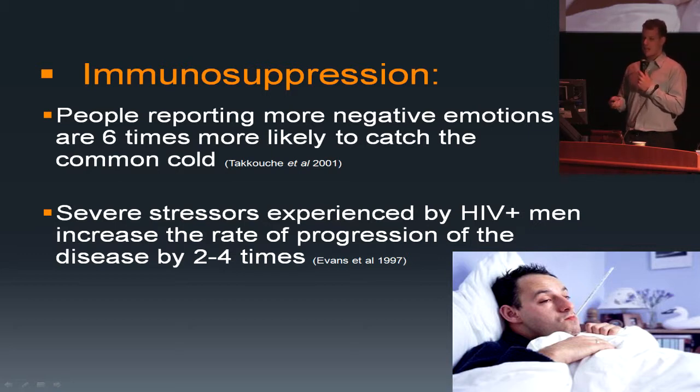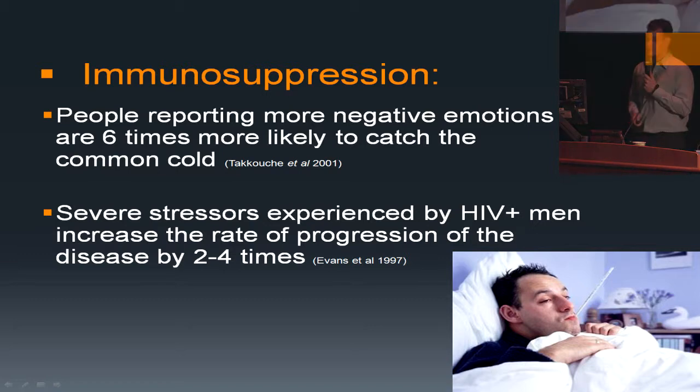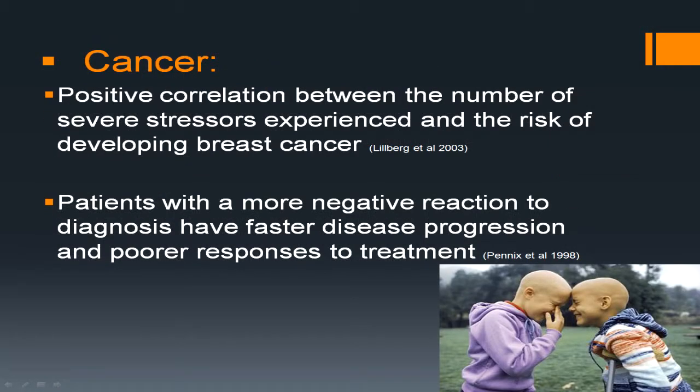People experiencing any of these severe stressors are then found to have a disease progression rate about 2 to 4 times greater than anyone who's not experienced any of these stressors. Similarly, when we look at cancer, there's a positive correlation between the number of severe stressors, those same kind of stressors experienced by women, and their subsequent risk of developing breast cancer. And people with a more negative reaction to a cancer diagnosis are known to have faster disease progression and then poorer responses to the treatment.